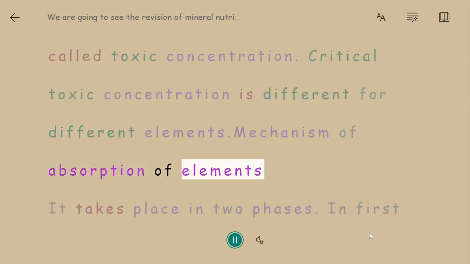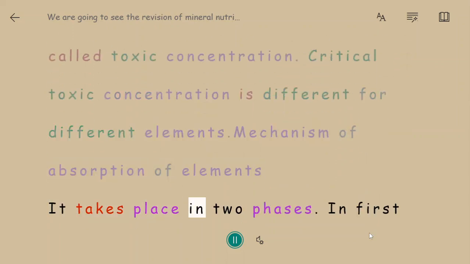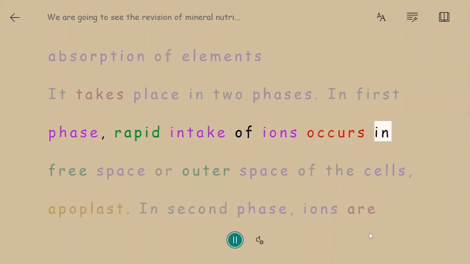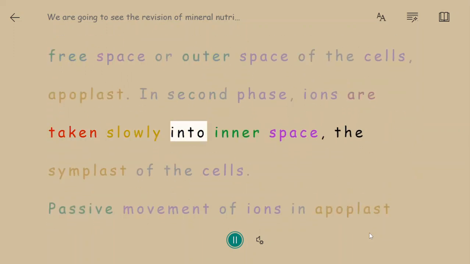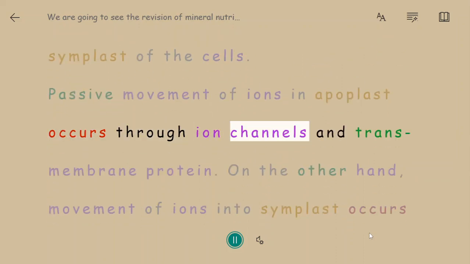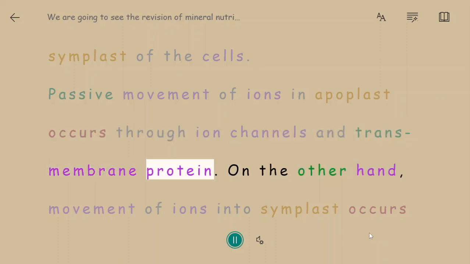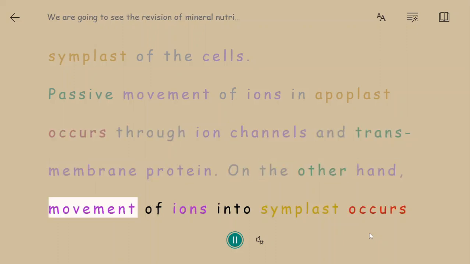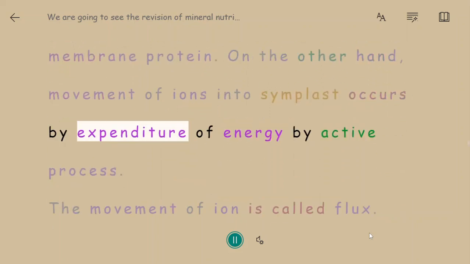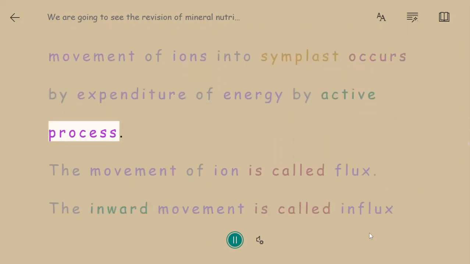Mechanism of absorption of elements. It takes place in two phases. In the first phase, rapid intake of ions occurs in free space or outer space of the cell, the apoplast. In the second phase, ions are taken slowly into inner space, the symplast of the cells. Passive movement of ions in apoplast occurs through ion channels and transmembrane proteins. On the other hand, movement of ions into symplast occurs by expenditure of energy by active process.